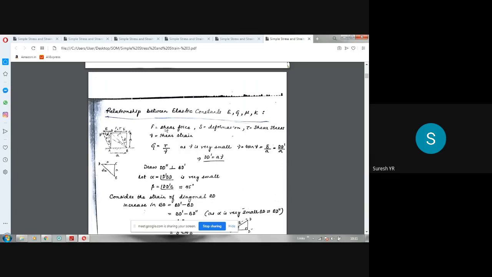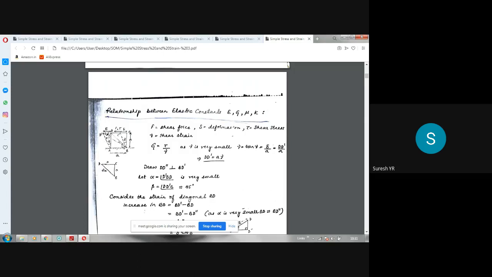So here F is the shear force, delta is the deformation, tau is the shear stress, gamma is the shear strain. These are the notations. Now what we have to do is draw DD dash perpendicular to BD dash. BD dash is this elongated diagonal, so you have to draw a perpendicular here. DD dash is the perpendicular.